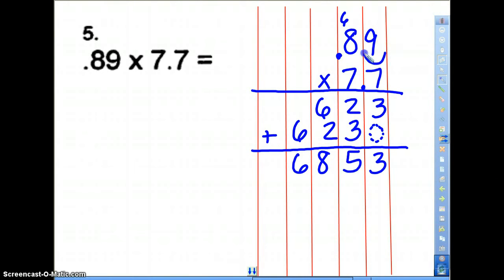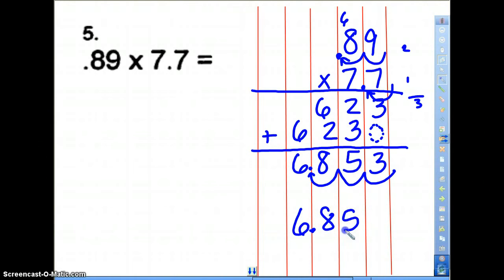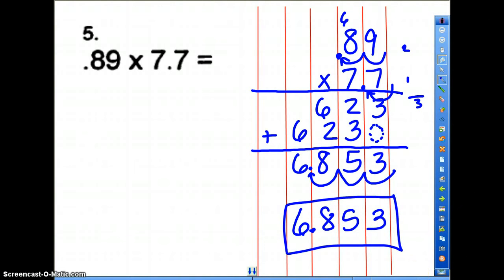Well, let's see here. I moved over 1, 2 places here. I moved over 1 place here. That's a total of 3 decimal places. So starting at the end here, 1, 2, 3. That's where my decimal point goes. So my answer is 6.853. Box, circle, or highlight your answer.